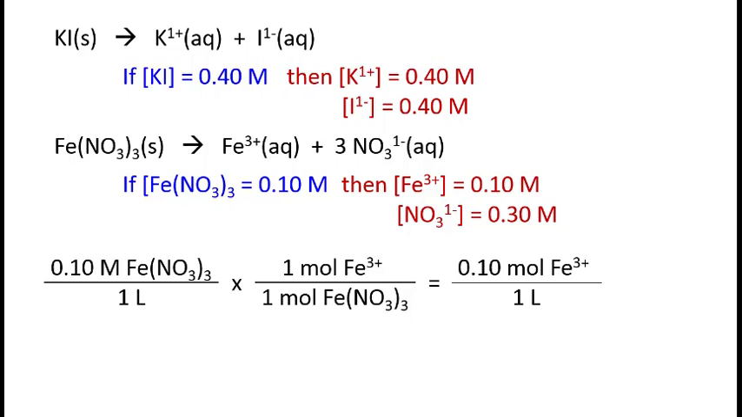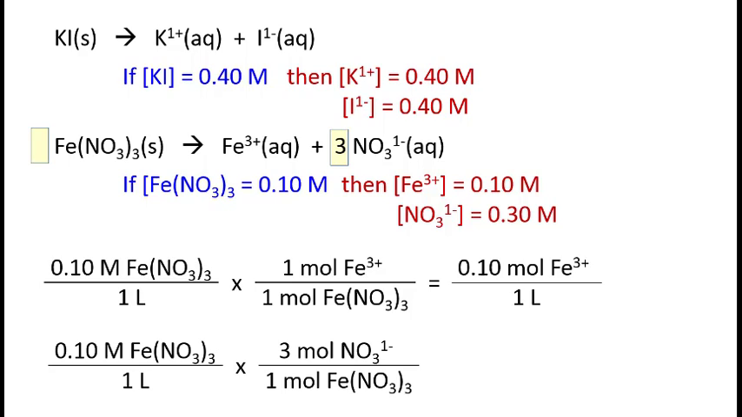For the nitrate concentration, we start with the compound concentration, but this time find a 1:3 ratio in the balanced equation. Thus the conversion factor has a 3:1 ratio as well. This results in a concentration of 0.30 molar for nitrate.